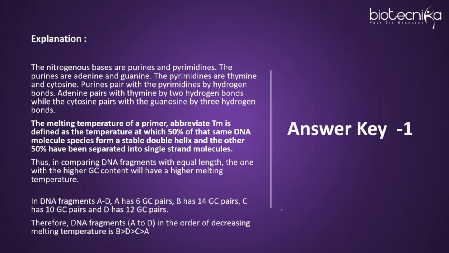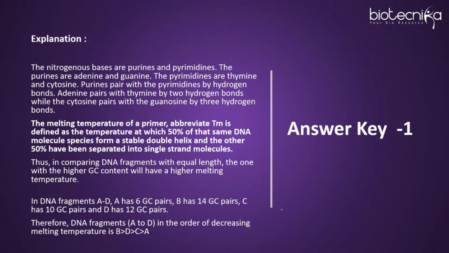So the melting temperature Tm, the basic definition of the melting point, has been given here. It is defined as the temperature at which 50% of the same DNA molecule species form a stable double helix and the other 50% have separated into single-stranded molecules. So at this Tm, 50% of the DNA is present in double helical form and 50% is present in single-stranded form.